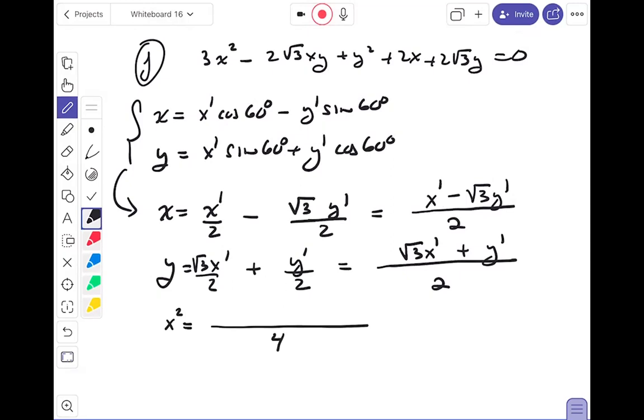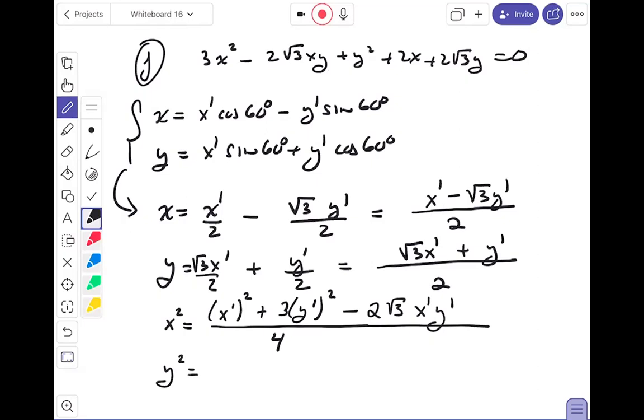All right, that was pretty easy to the bottom, right? What do you get there? You would get x prime squared plus 3y prime squared minus 2 root 3 x prime y prime. Yeah, it looks nightmarish, doesn't it?